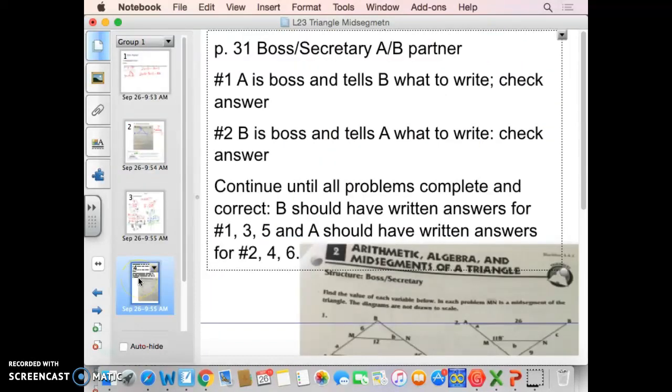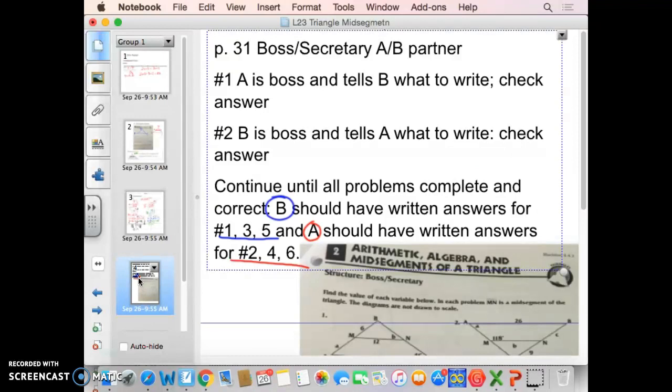Now, if you move to page 31, if you were here, you would do a boss secretary activity. However, you're not working in a classroom setting. So therefore, you have to determine, are you an A partner or a B partner? If you're sitting at a desk with an A on it, you are going to answer questions 2, 4, and 6, show all your work, and the answer's at the bottom of the page. If you're sitting at a B desk, you should have answers for 1, 3, and 5.